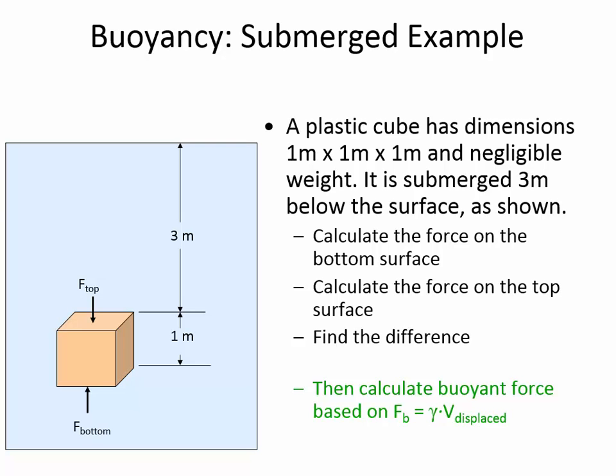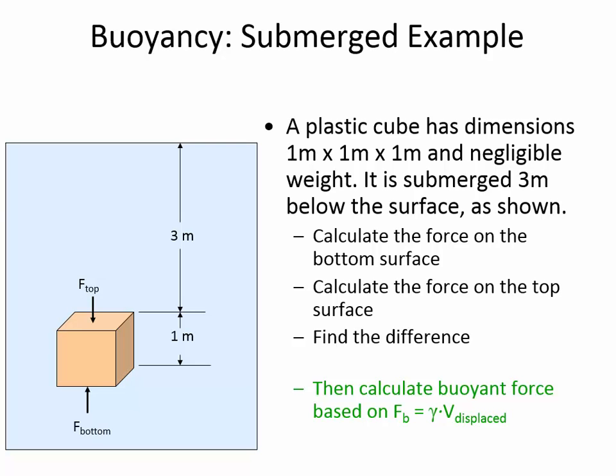All right, so let's do a calculation example here. Let's take a look at a plastic cube. It's 1 meter by 1 meter by 1 meter, and we're going to prove to ourselves that it's as simple as this difference in the forces. We'll look at the force on the top of the object, the force on the bottom, and then the difference between the two. As it says in the drawing, it's submerged at a depth of 3 meters to the top of the cube.